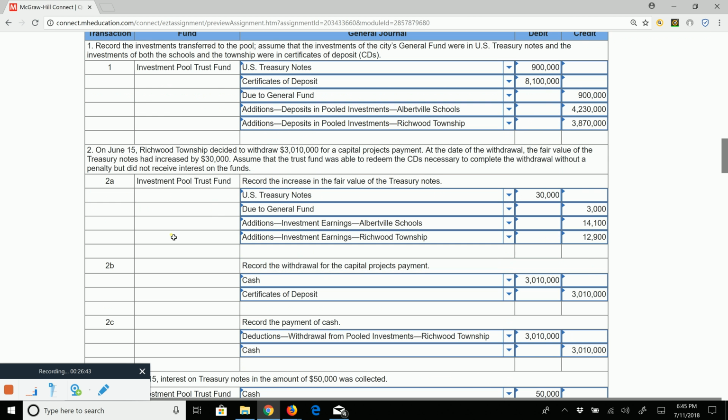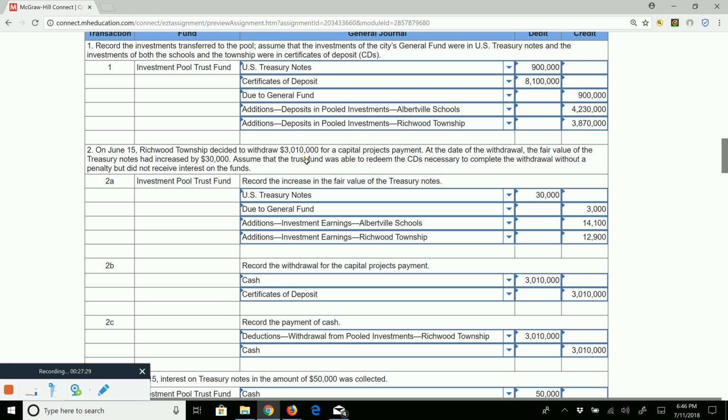Now, 4 months later, on June 15th, the Richwood Township decided to withdraw $3,010,000 because they have a big capital project payment coming up. Now, they haven't locked up their money. Nobody's locking up their money here for the long term. So they are allowed to pull out money anytime they want. At the same time as the withdrawal, the fair value of the T-notes increased by $30,000. Assume the trust fund was able to redeem the CDs necessary to complete the withdrawal without a penalty, but did not receive interest on the funds.